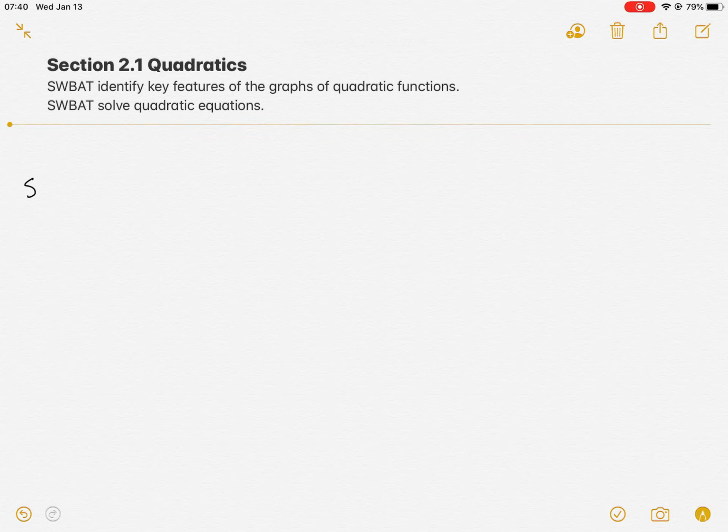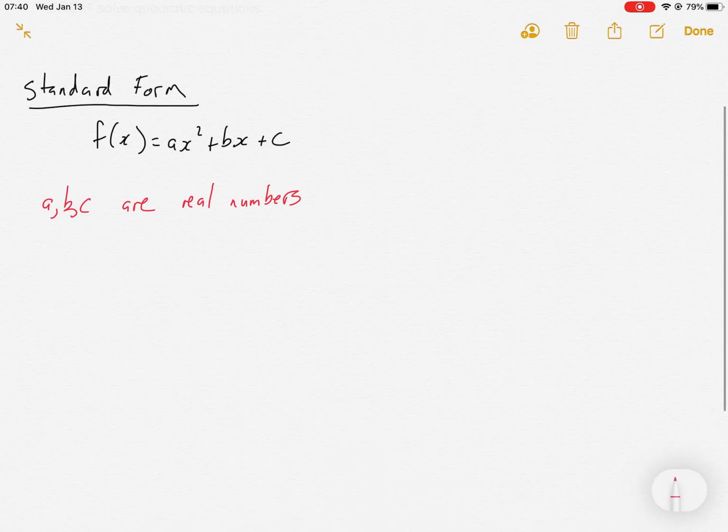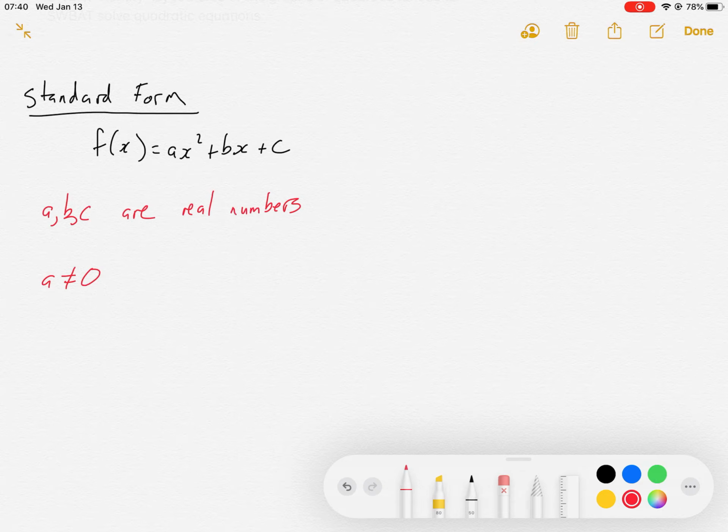So the standard form, as it's called, for a quadratic function looks like this. f of x equals ax squared plus bx plus c. In this form, a, b, and c are all real numbers. And we also have to make sure to say that a does not equal 0. If a was 0, then we wouldn't have the x squared term. It would no longer be quadratic, and we would just have a line. So this is what I'm talking about.